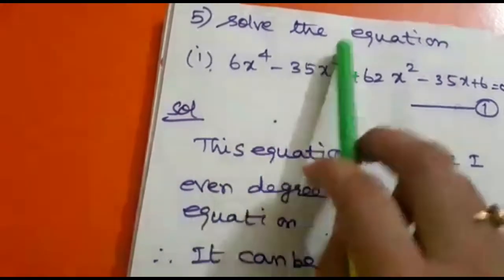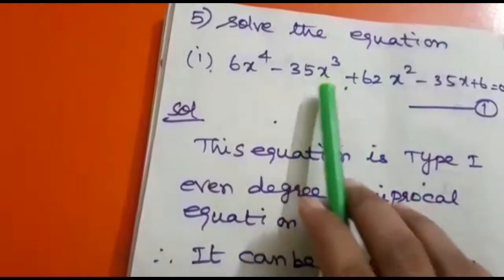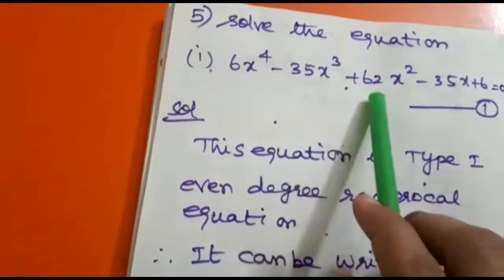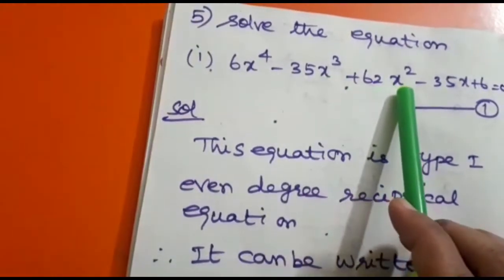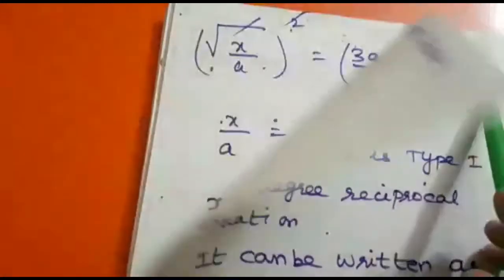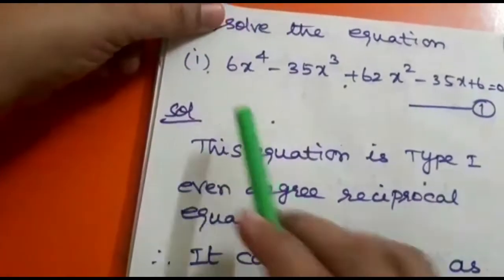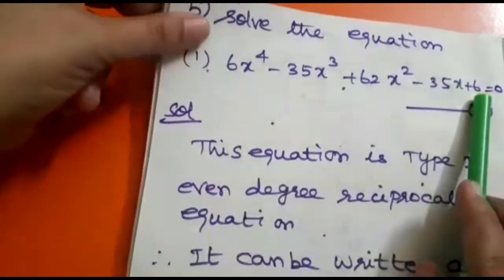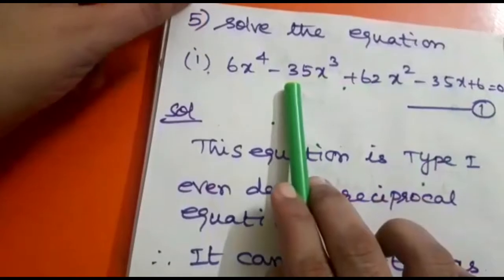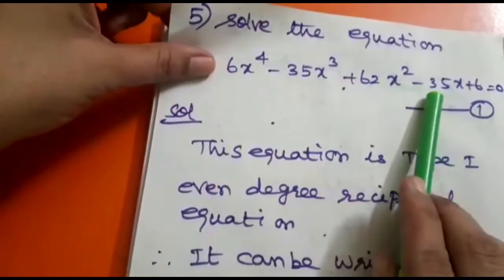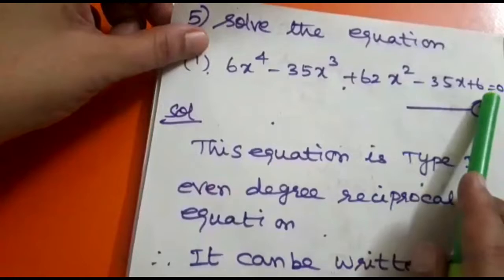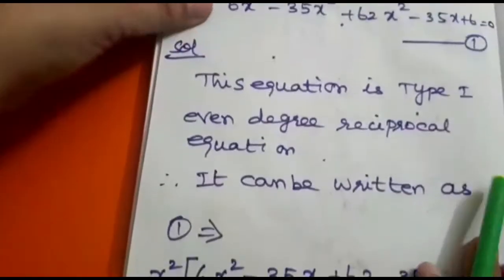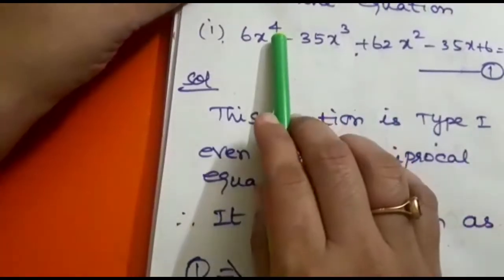Now the fifth question is, solve the equation 6x^4 - 35x^3 + 62x^2 - 35x + 6 = 0. We can observe that the coefficient of the first term is equal to the coefficient of the last term. The coefficient of the second term is equal to the coefficient of the second term from the end. So this is a type 1 even degree equation.